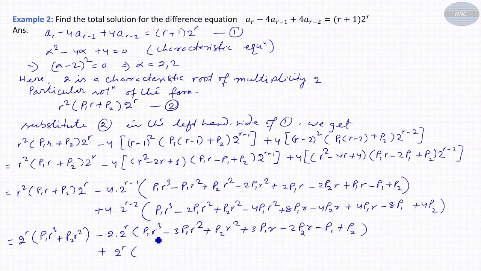Okay, now simplify this particular term, we get p1 r cube minus 6 p1 r square plus p2 r square plus 12 p1 r minus 4 p2 r minus 8 p1 plus 4 p2.